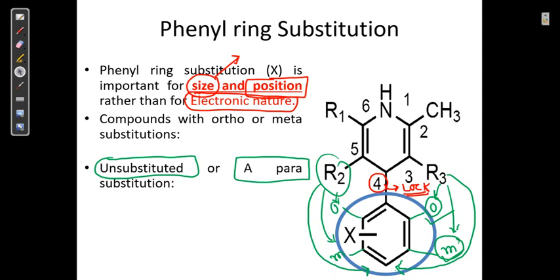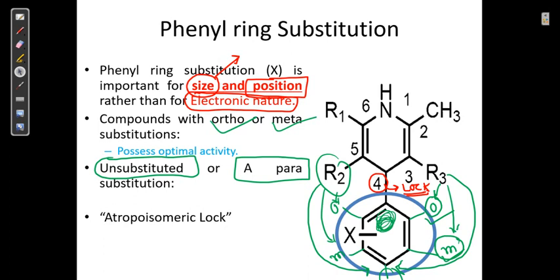We cannot do anything, then it just rotates. This can easily rotate. If you do not give a substitution, this can rotate like this. And if you give one at the para position, then also it can rotate. So the first case, ortho and meta, is best. It possesses optimal activity. But with no substitution or para substitution, it does not give the atropisomerism lock. It gives this lock, and we require the lock. So the para and unsubstituted compounds do not give this activity, or give less activity.